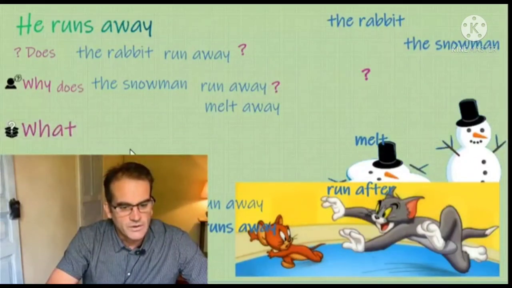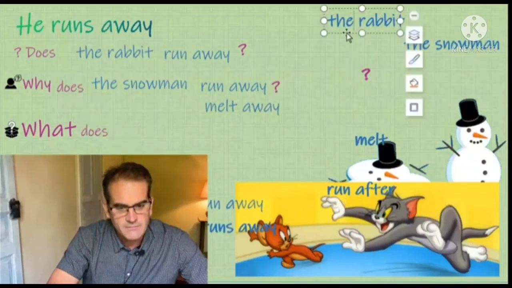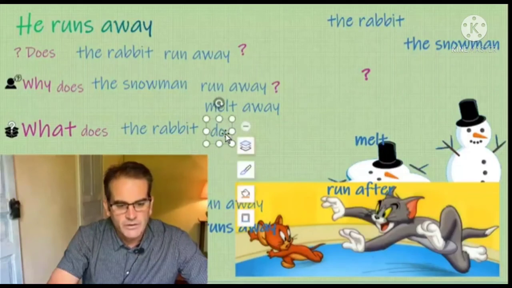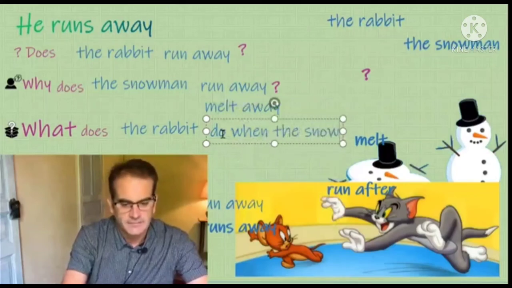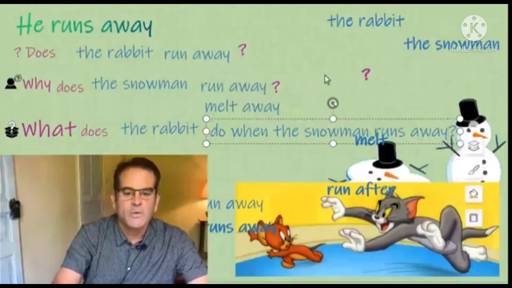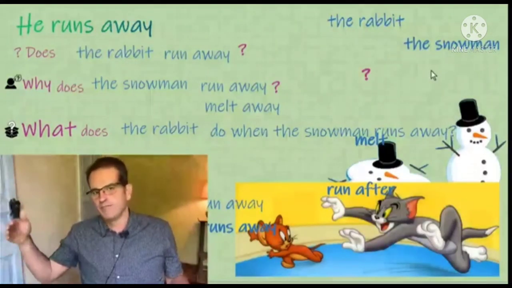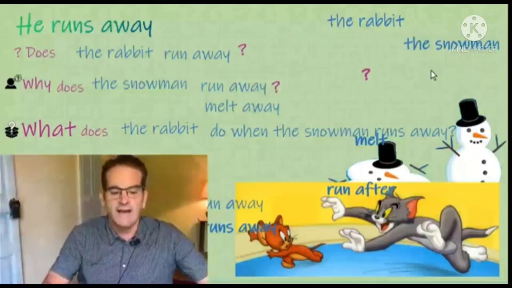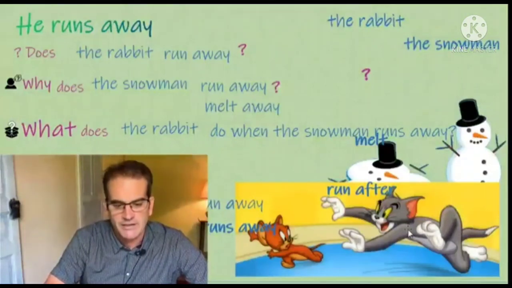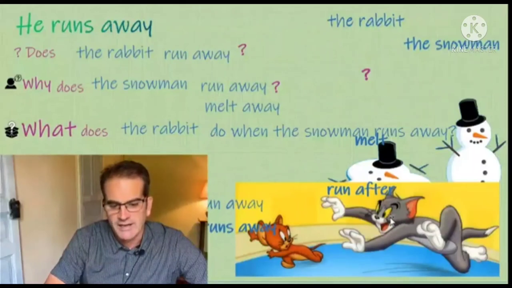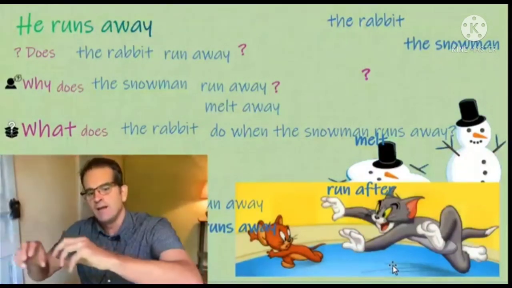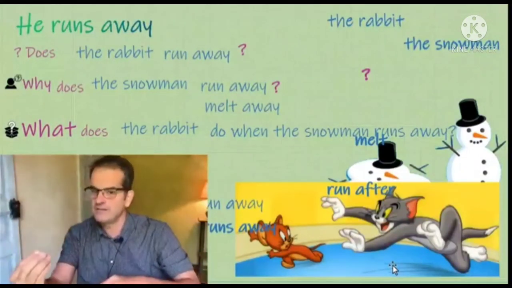What does a rabbit do when the snowman runs away? The snowman runs away and the rabbit runs after the snowman. Here we have a picture of Tom and Jerry with the cat running after the mouse, because the rabbit wants to catch the snowman, because the rabbit wants to eat the snowman's nose.